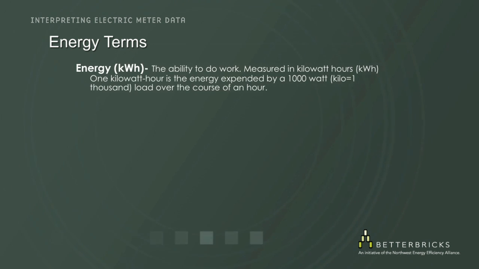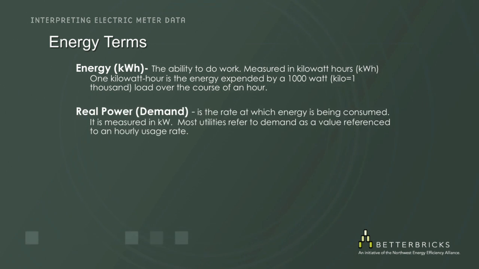The first energy term we're going to talk about here is energy. Energy is defined as the ability to do work. In the electrical sense, we measure energy in kilowatt hours. 1 kilowatt hour is the energy expended, for example, by a 1,000-watt load over the course of 1 hour.